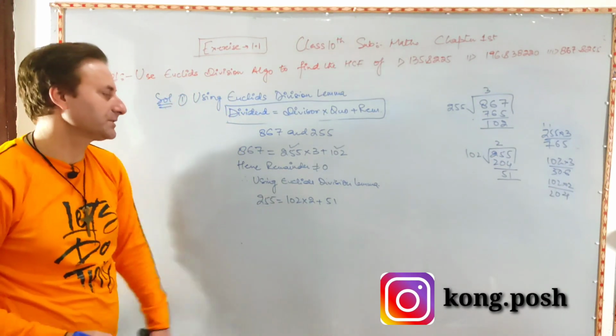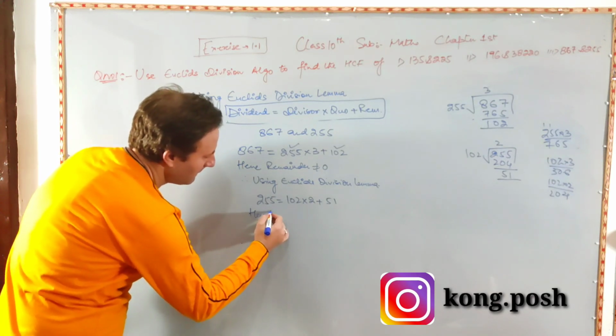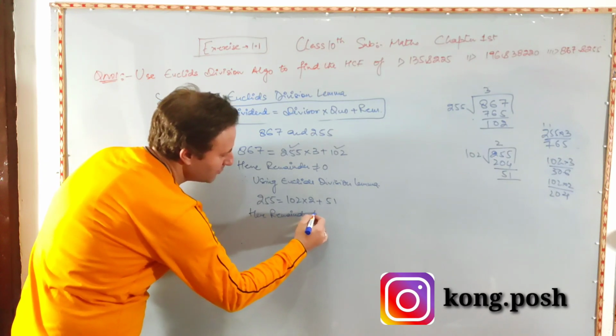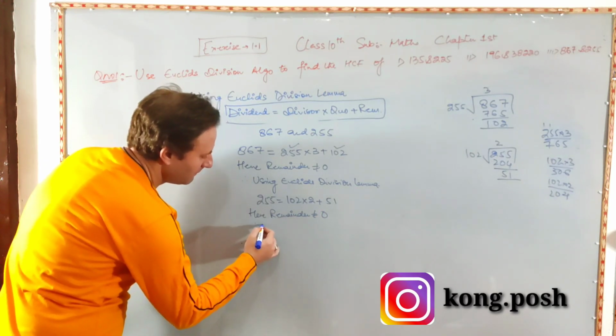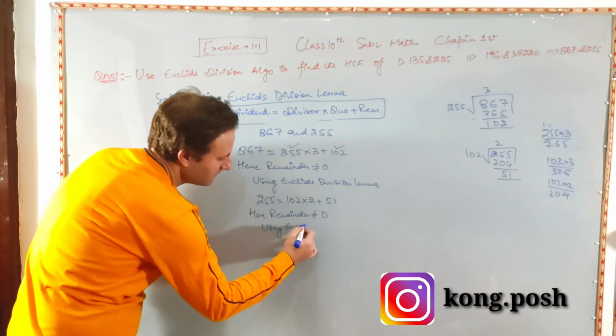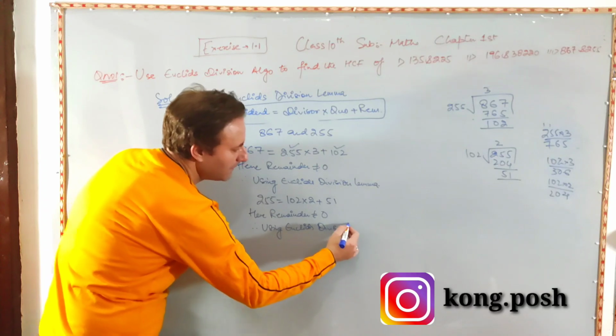Again, 0 is missing, so we'll go further. Here, remainder is not equal to 0, therefore using Euclid's division lemma.